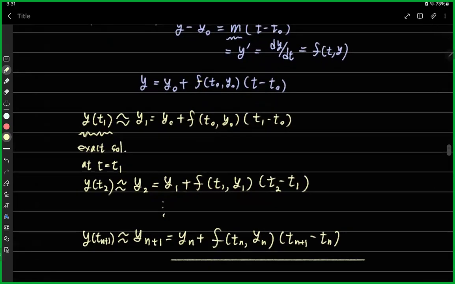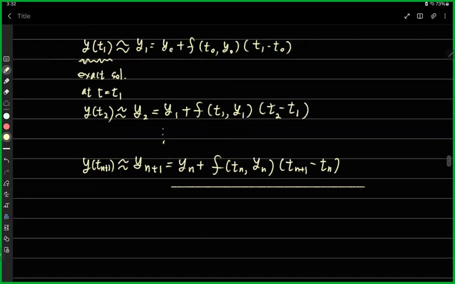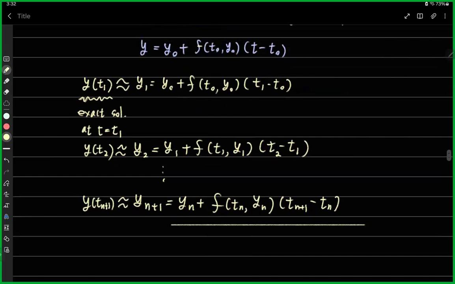So I'll give you an example. Before giving you the example, actually, this is really similar to Taylor's formula, the Taylor polynomial, I mean, up to first order. Actually, we can derive Euler's formula from the Taylor polynomial. Remember Taylor's formula?